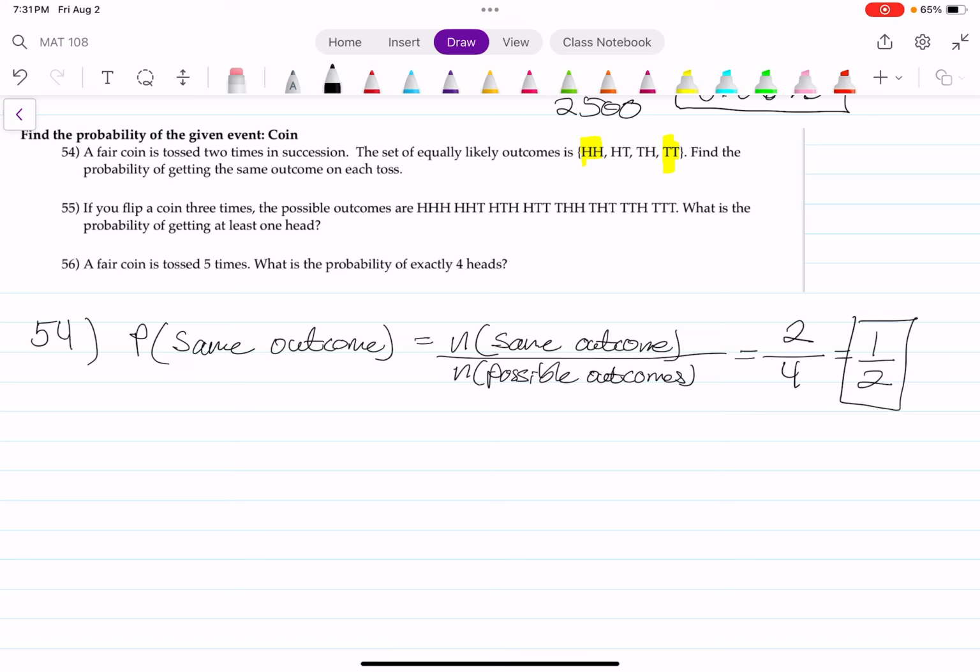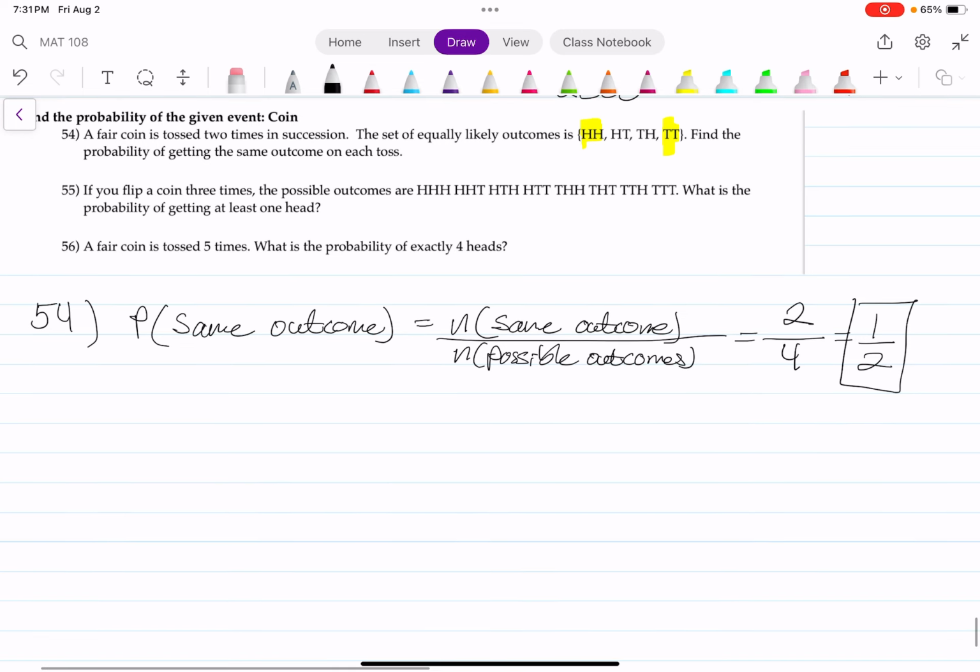So I'm now going to skip the middle part and get straight to the answer. Number 55 says, if you flip a coin 3 times, then the possible outcomes are the following. So I'm going to put a set bracket around it, and I'm going to put commas in the middle of each element. What is the probability of getting at least 1 head?